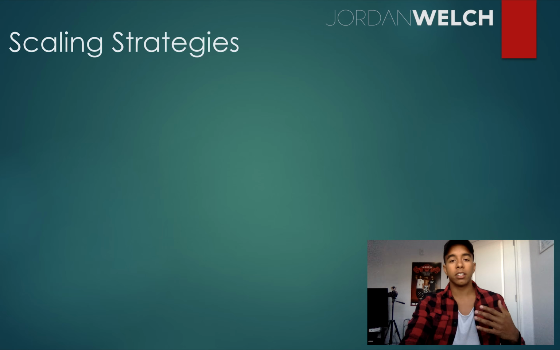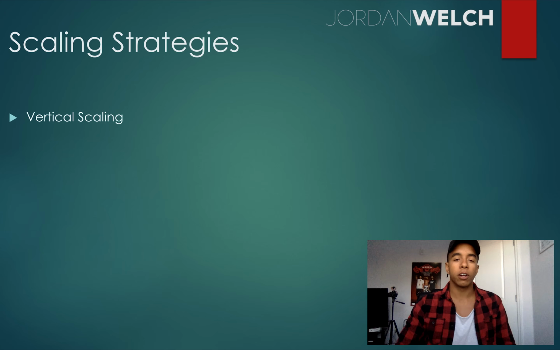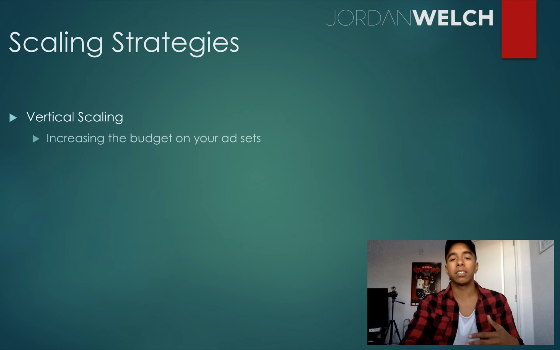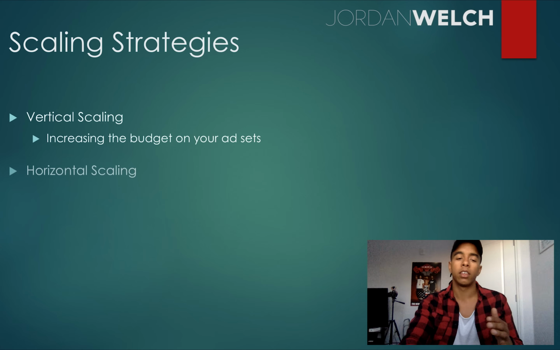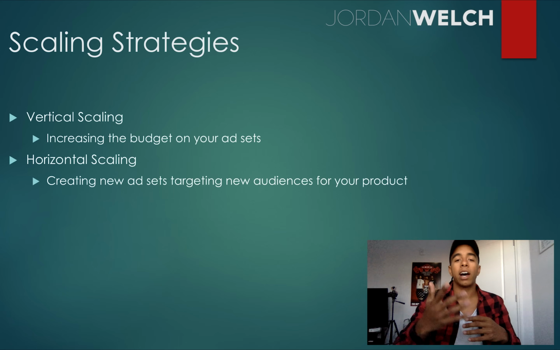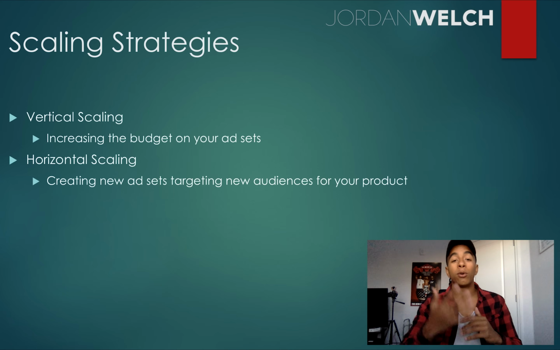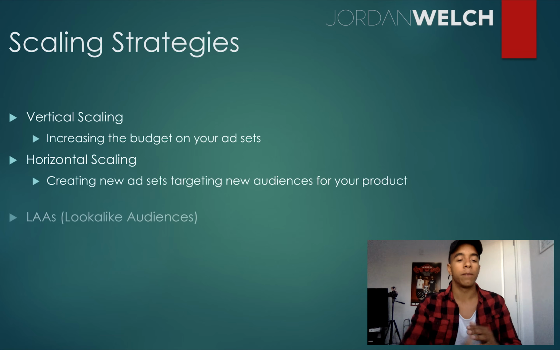So as for scaling strategies, there's 4 main ones that come to mind. The first one would be vertical scaling. And vertical scaling is basically increasing the budget on your ad sets that are working fairly well. And I'm going to talk about each of these individually down the line. Horizontal scaling is creating new ad sets targeting different audiences for your product. So let's say you launch a campaign with 5 ad sets and 4 out of 5 ad sets do well. Maybe you should launch 5 more ad sets to try to test 5 more other audiences. And I'll talk more about this down the line.